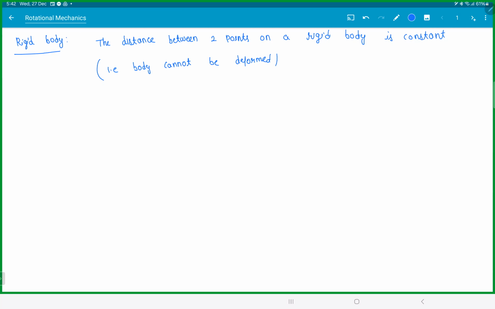Now, if you can't change the distance between 2 points, let's say I give you an example, okay? The distance between you and me is fixed, okay? But I am saying you're moving. How is that possible? No, I'm at rest.